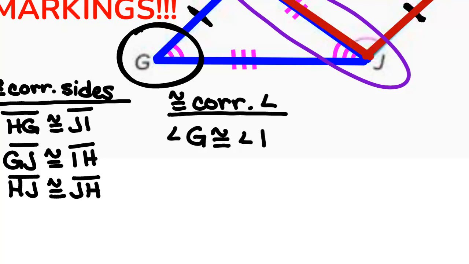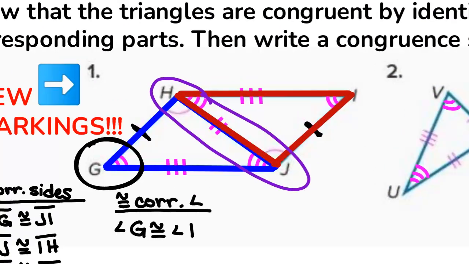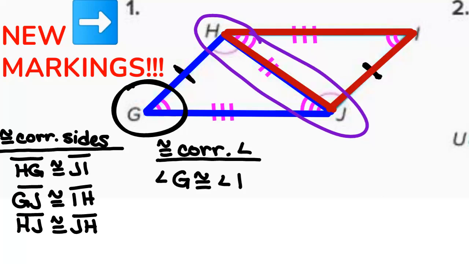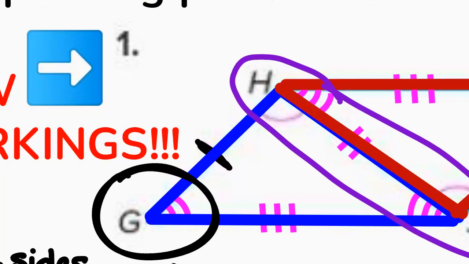For these next couple angles, I can't just name them with one letter. Because if I say angle H, am I talking about this angle? Or am I talking about this angle up here inside the red triangle? So instead of saying angle H, I need to give it a 3-letter name. So I'm going to say angle GHJ. Notice it has the H right in the middle so that I know that's my vertex. I'm talking about this angle right here.